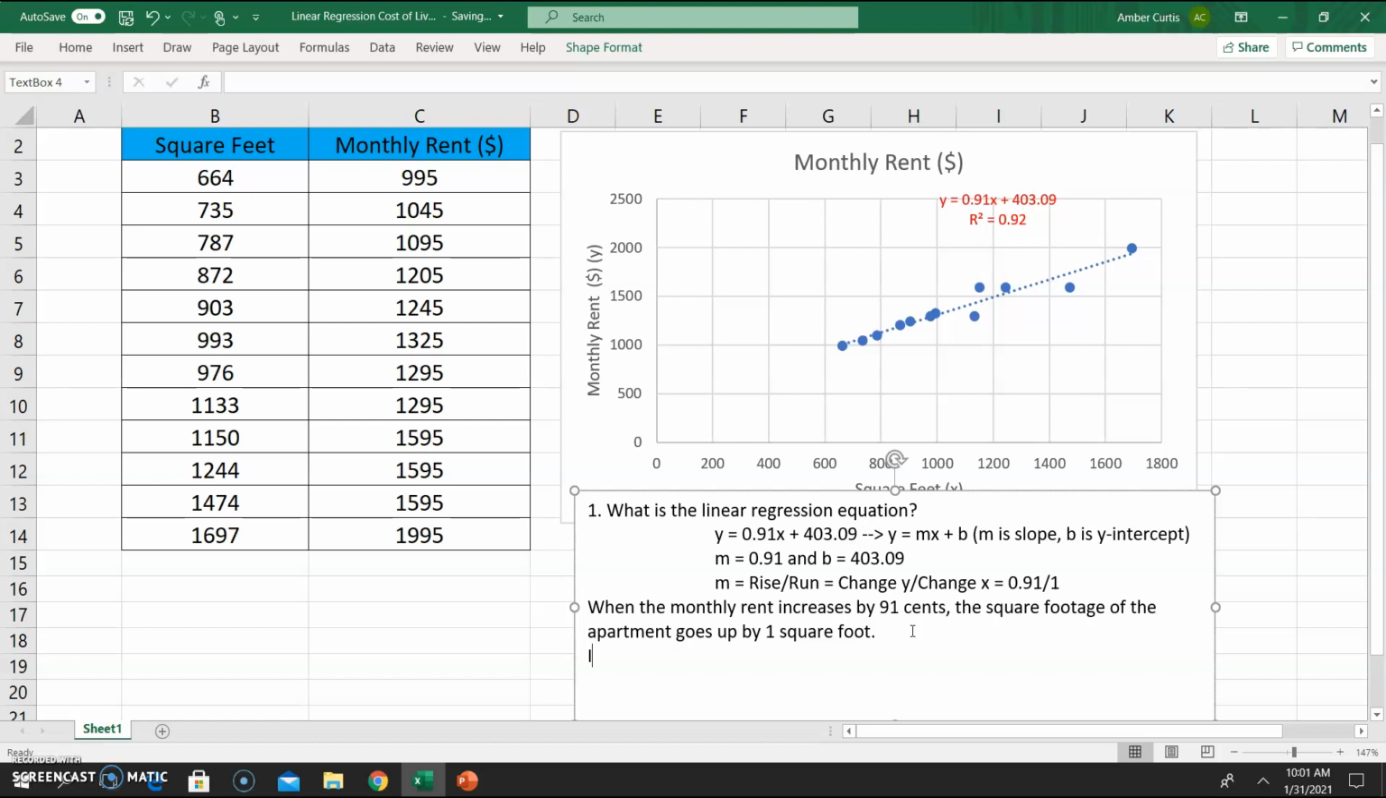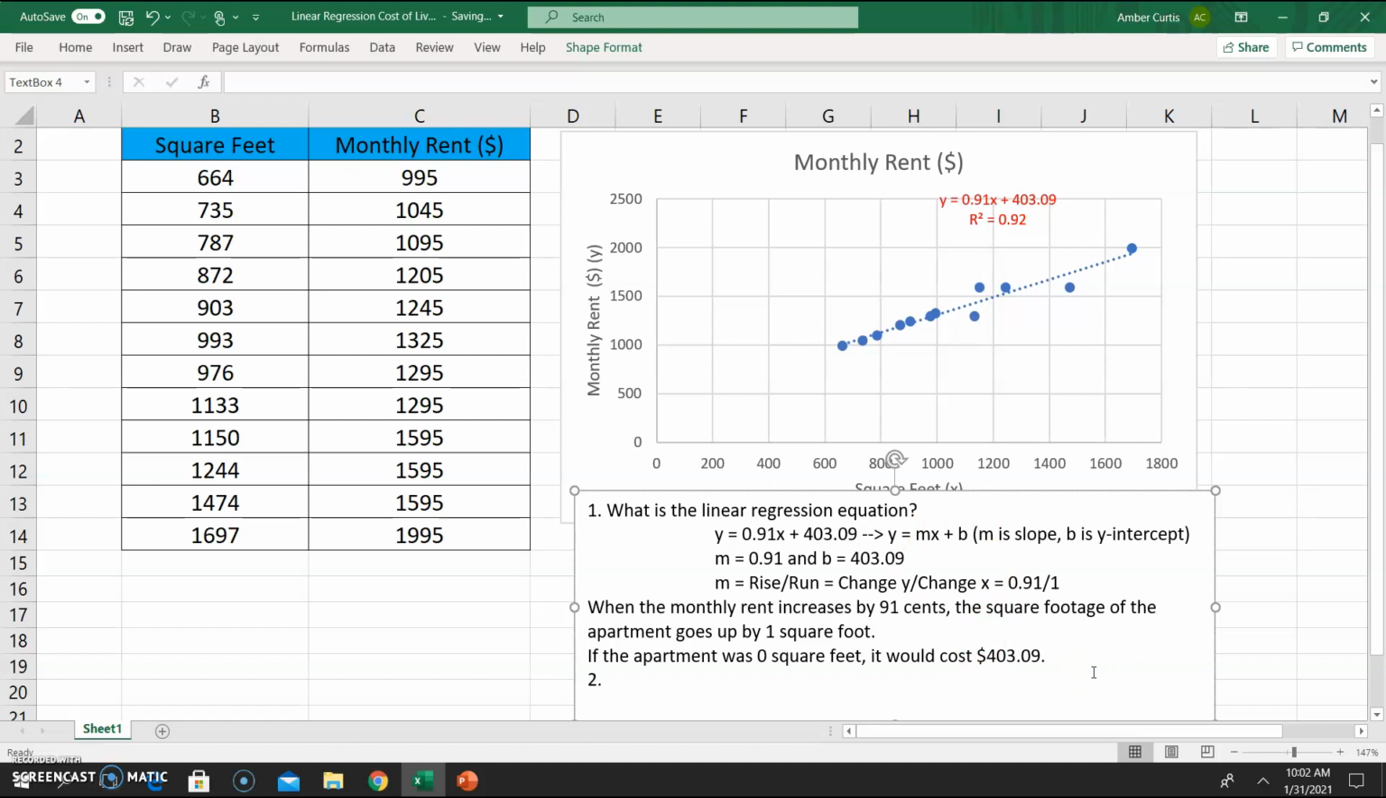So if the apartment was 0 square feet, it would cost $403.09. Okay, so that's our interpretation of our linear regression.